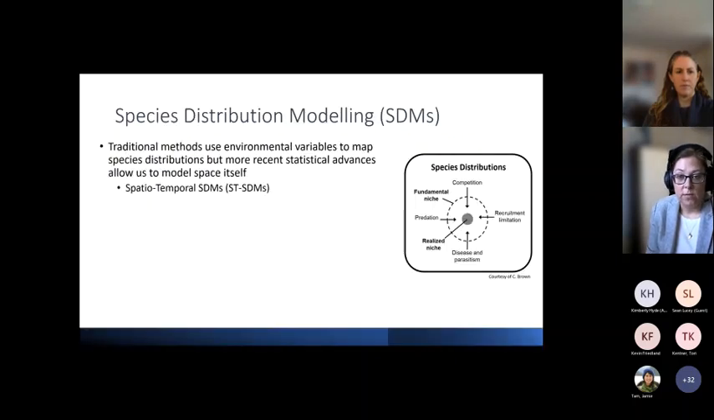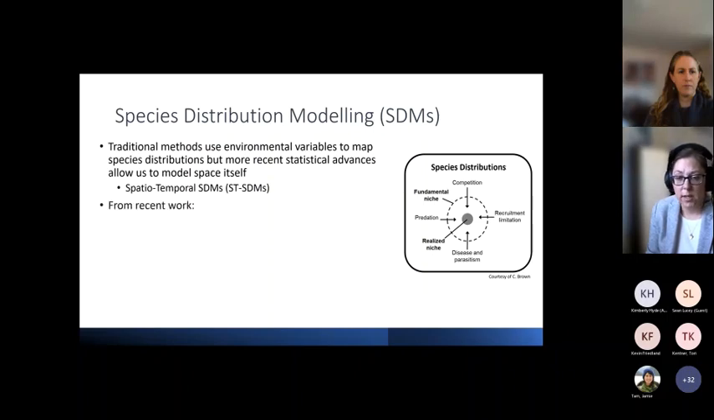So the second major focus in our region related to fish habitat is on species distribution modeling, or SDMs for short. And of course, traditional species distribution models use environmental data and mine variables to map species distributions. But more recent statistical advances allow us to model space itself, and we refer to these as spatiotemporal species distribution models, or ST-SDMs. And we have focused on this.